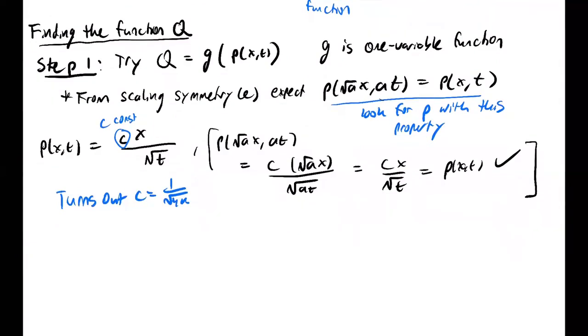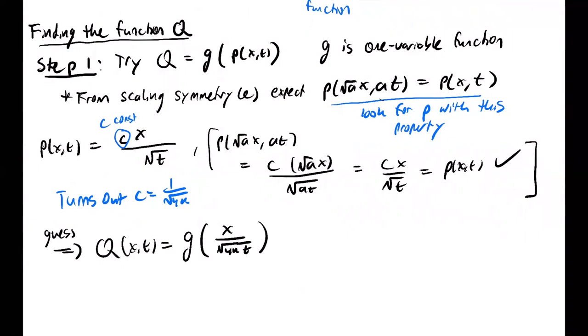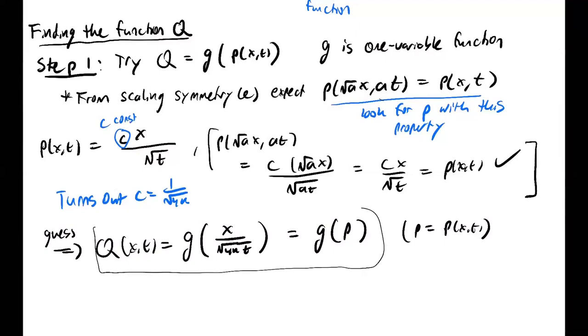And so this leads us to the following guess. We're going to guess q of x, t is some function g evaluated at x over square root of 4k t. And for this lecture, I'm going to write this as g of p to simplify notation slightly. But remember that p is always some function of x and t. The reason I'm writing g of p is to remind you that g is really a function of one variable input. We're just replacing p by something that depends on two variables.